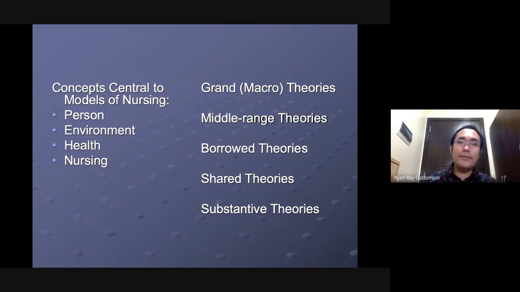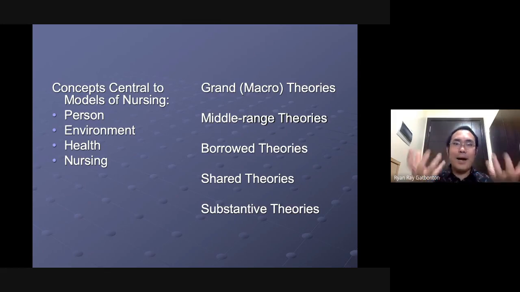Now, we're done with literature review. We now proceed to the second important part of your research paper, of your chapter 2, which is your conceptual framework or theoretical framework. When we say conceptual or theoretical framework, these are two different concepts and should appear singly in your paper. Ibig sabihin, kung gagamit ka ng conceptual framework sa paper mo, conceptual framework lang. Kung gagamit ka ng theoretical framework sa paper mo, theoretical framework lang.